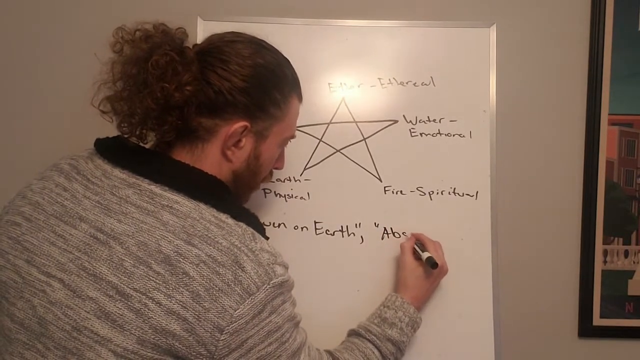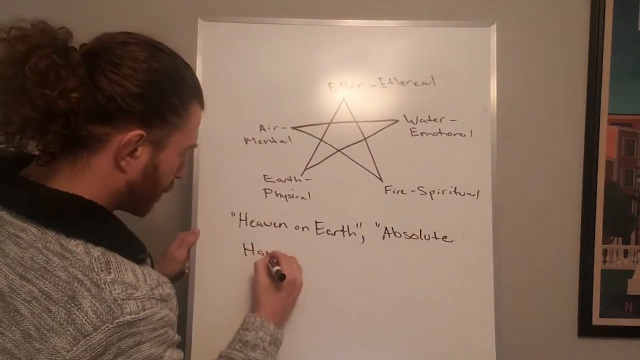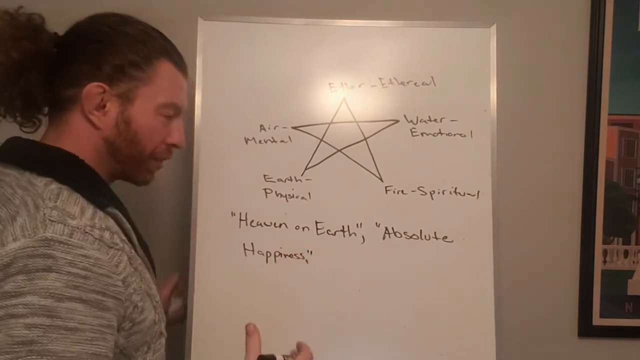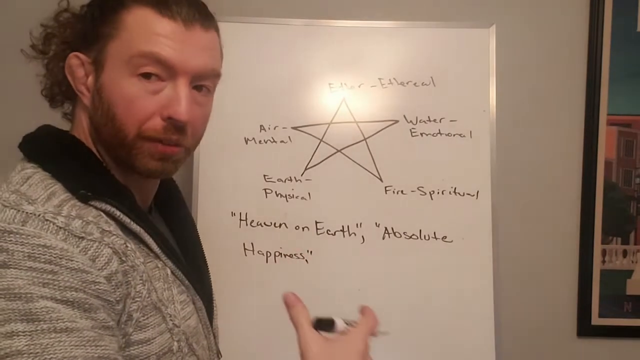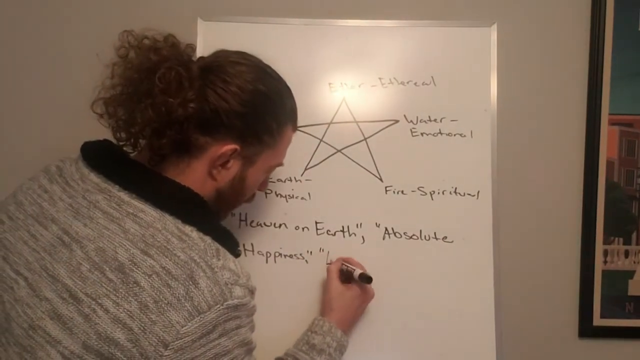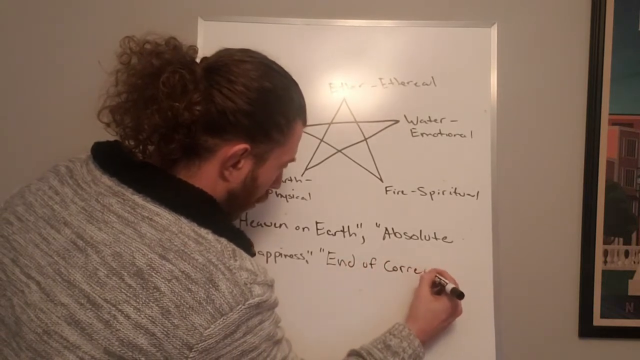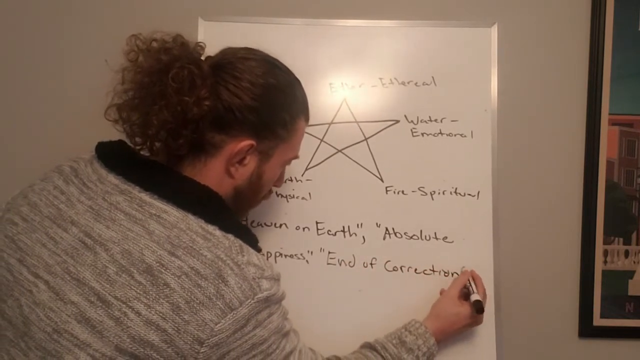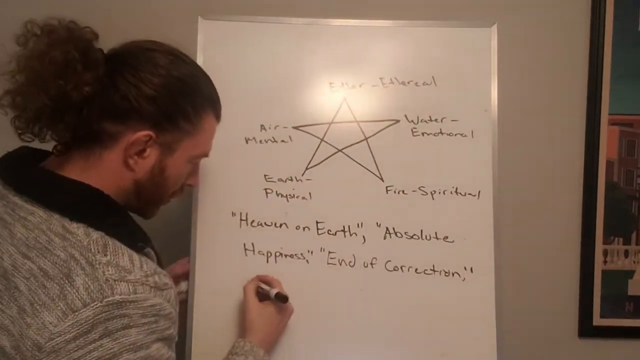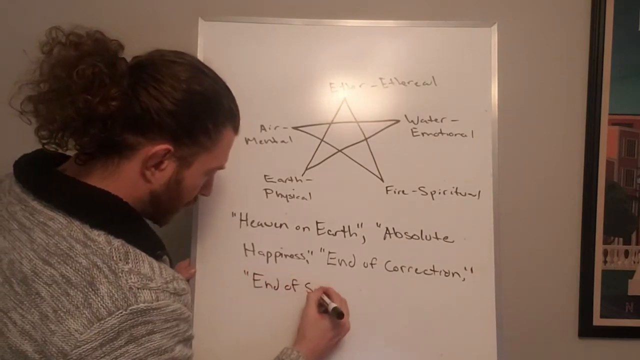The shamans who have changed my life in Peru call it absolute happiness. It's a state of happiness where our happiness isn't relative to our experiences. Our happiness is internally generated, so we're happy all the time. The ancient Kabbalists called it the end of correction. When we've finished correcting the programming inside of our bodies, the Buddhists sometimes call it enlightenment or the end of suffering.